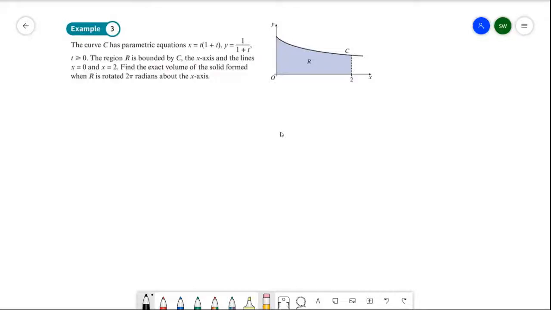In this next section, all of the curves are going to be defined parametrically. So we're going to have an equation for x and an equation for y, and they're both going to be in terms of another variable. Normally we use the letter t, but it could also be theta.